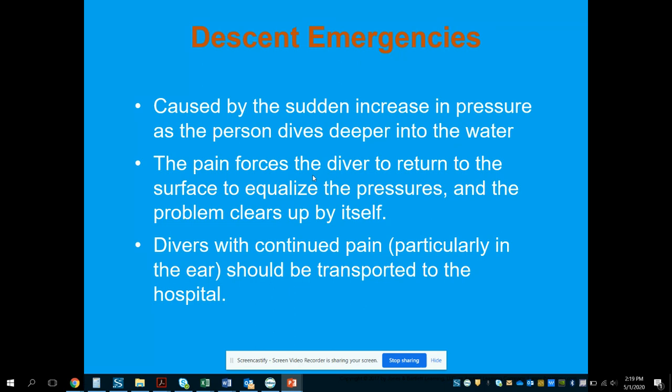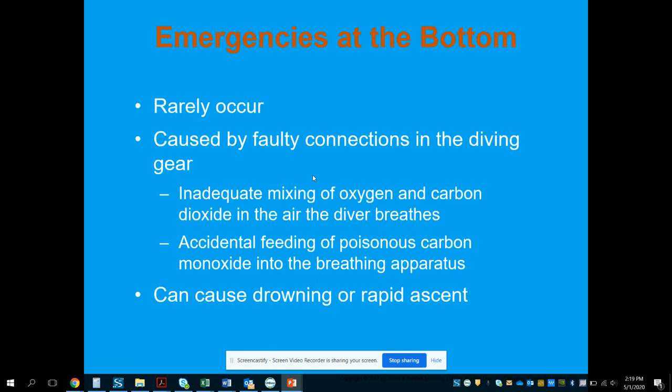Looking at descent emergencies, these are caused by a sudden increase in pressure as the person dives deeper into the water. The pain forces the diver to return to the surface to try to equalize the pressure, and then the problem will generally clear up by itself. But divers with continued pain, especially in the ears, should be transported to the hospital.